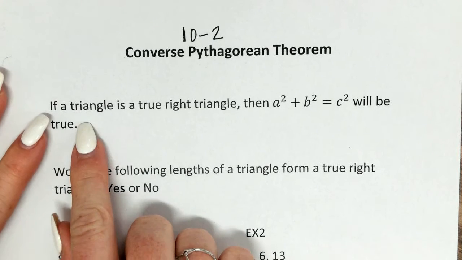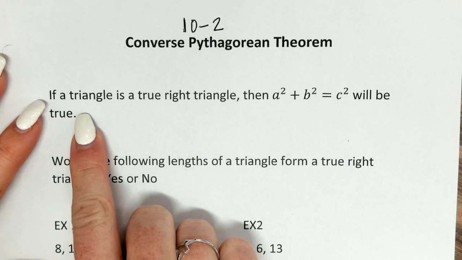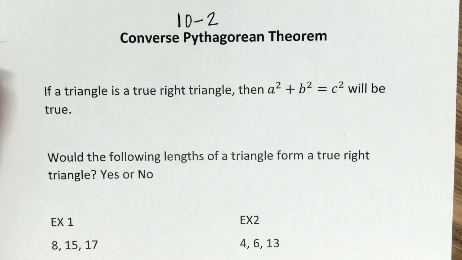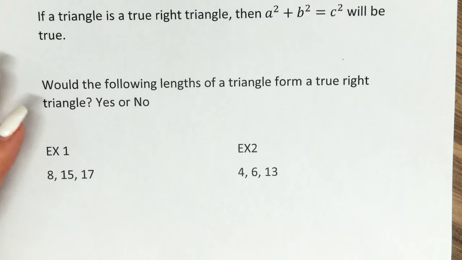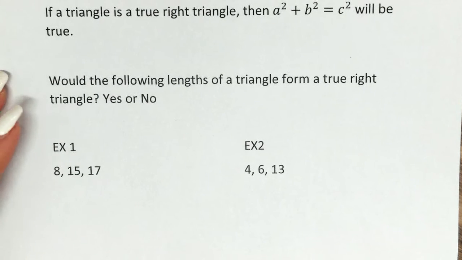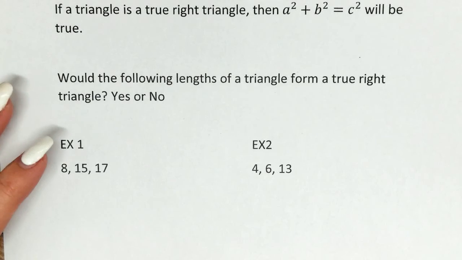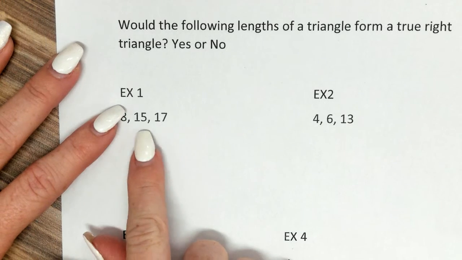So if you read the first statement, it says, if a triangle is a right triangle, then the Pythagorean theorem, a squared plus b squared equals c squared, has to be true. So would the following lengths of a triangle form a right triangle? Your answer will be yes or no. Did everybody hear me? Your answer will be yes or no. So everybody look at example 1.